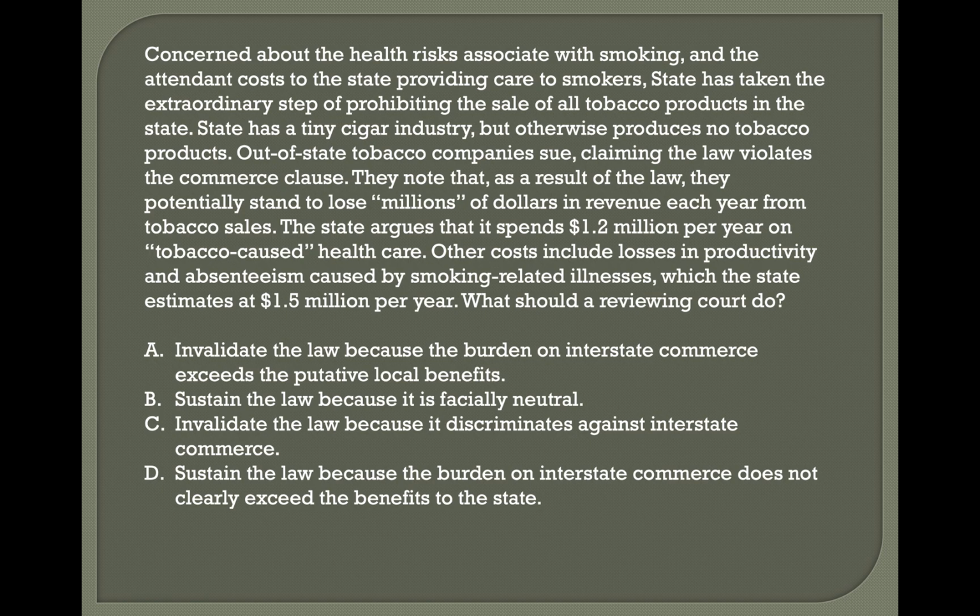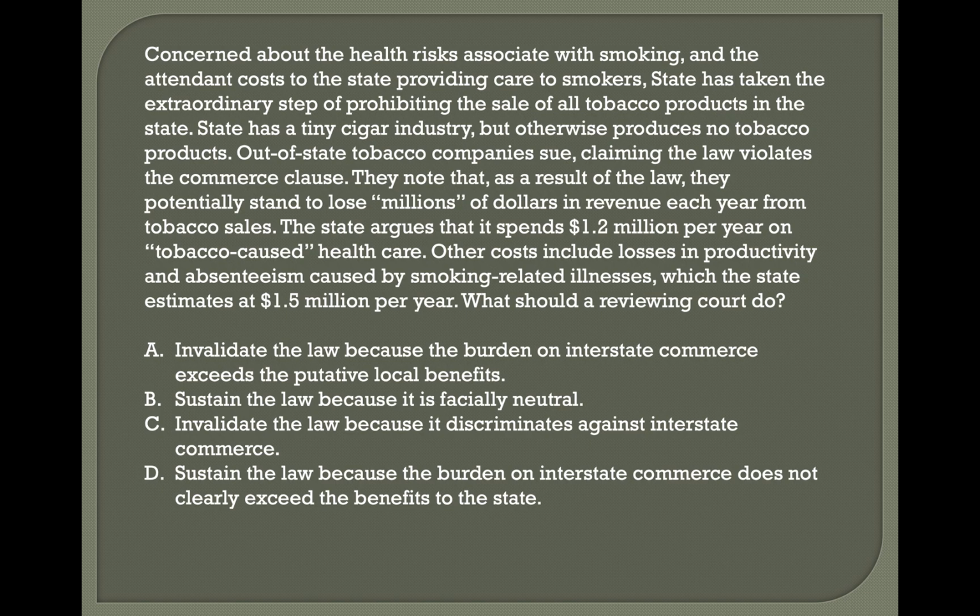And the state usually doesn't have to, in this balancing test, which is not the strict scrutiny test. The state isn't held to account to prove all of its interests with any degree of scientific accuracy. And the burden is on the challengers, so you would think the challengers would do a lot more than just show that they're losing millions of dollars here. Because the benefit of the doubt goes to the validity of the law, the best answer here will be D, sustain the law because the burden on commerce does not clearly exceed the benefits.